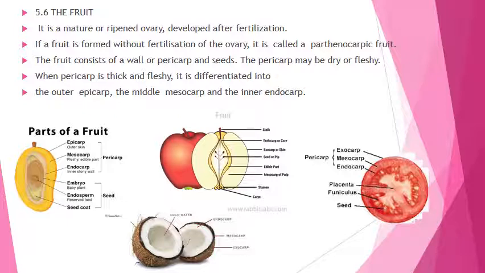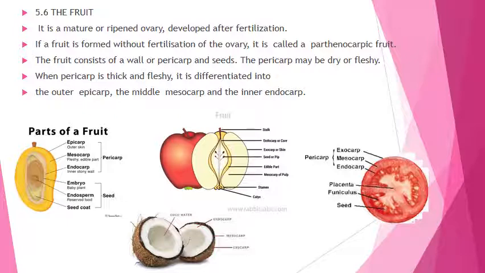parthenocarpic fruit. The fruit consists of a wall or pericarp. Pericarp is the outer wall of the fruit, and inside the seeds are present. The pericarp may be dry or fleshy. When the pericarp is thick and fleshy, it is differentiated into the outer epicarp, the middle mesocarp, and the inner endocarp.